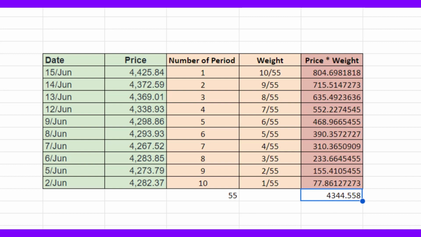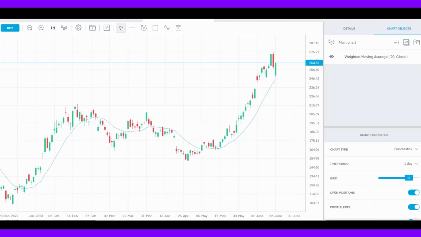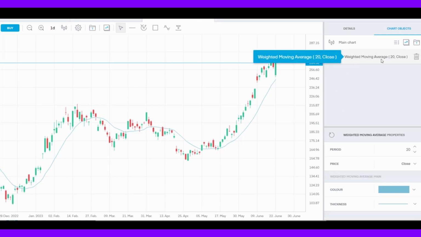You don't have to worry about these calculations because they are done automatically as you select an indicator. You just have to adjust the parameters based on your trading strategy and understand exactly what the indicator means.